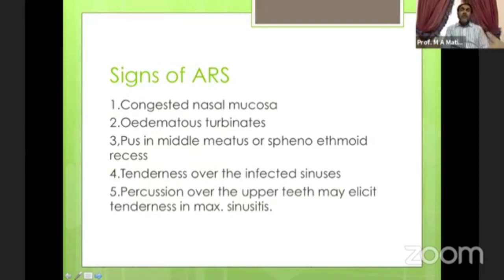Now, if you examine the patients of sinusitis, what do we get? Have a look at the nasal cavity: you'll get a very congested nasal cavity, the turbinate is very much swollen, with edematous lining mucosa. There may be pus in the middle meatus. This is a very important point in identifying sinusitis, pus in the middle meatus. And if you percuss or press over the sinuses, you'll get tenderness. And if you percuss, you'll get tenderness or pain in the teeth in case of maxillary sinusitis. So these are the signs of sinusitis.